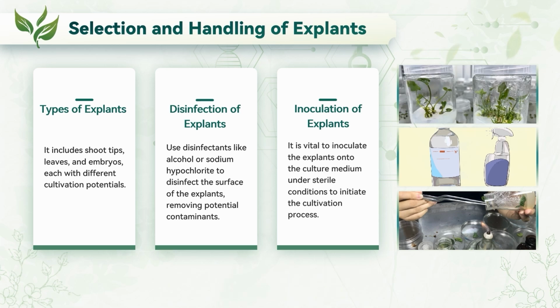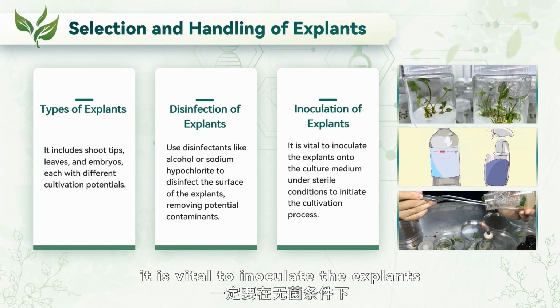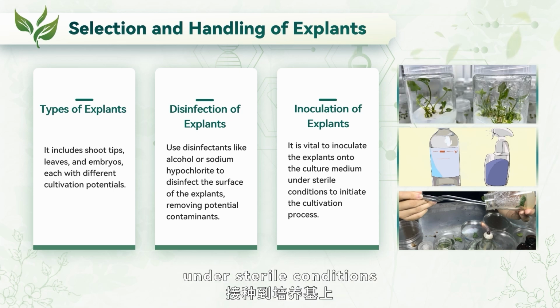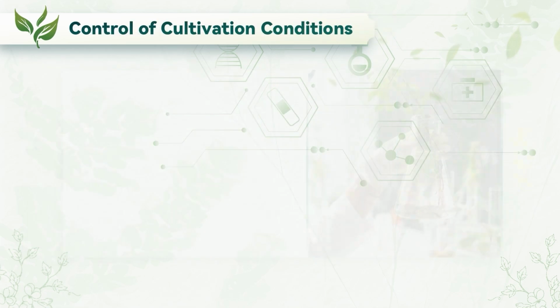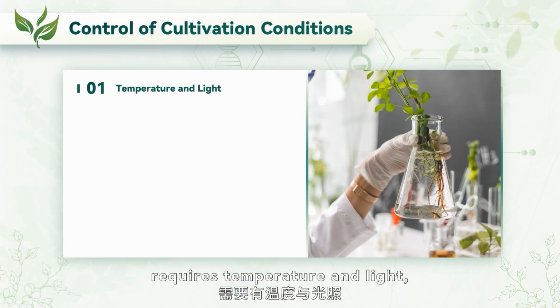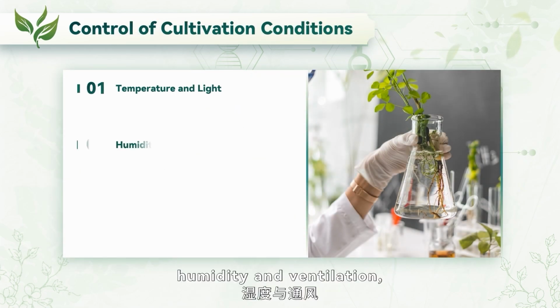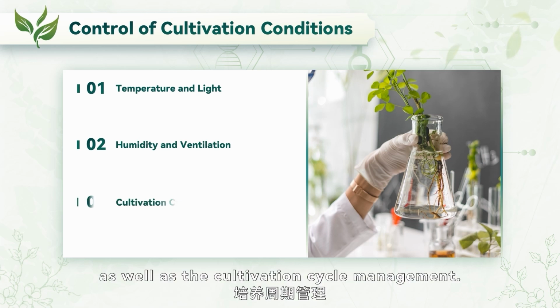During inoculation, it is vital to inoculate the explants onto the culture medium under sterile conditions to initiate the cultivation process. Control of cultivation conditions requires temperature and light, humidity and ventilation, as well as the cultivation cycle management.